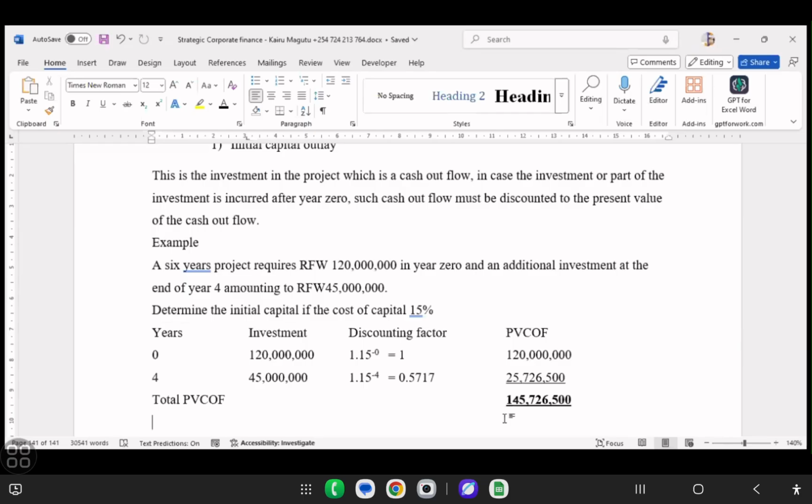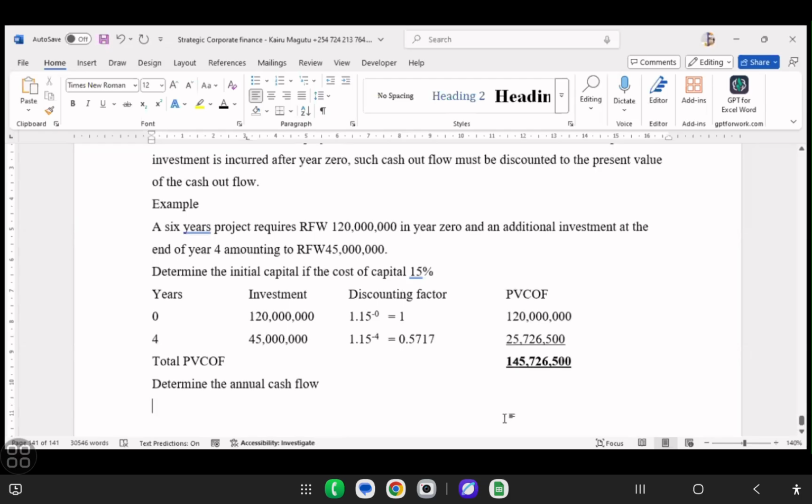The next item: determine the annual cash flows. Determine the annual cash flow.